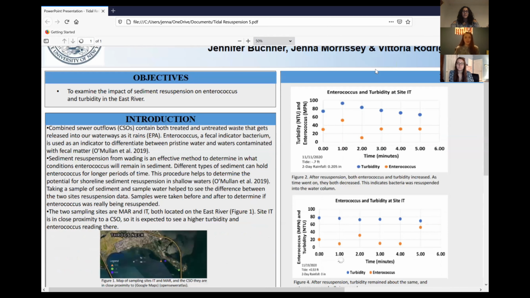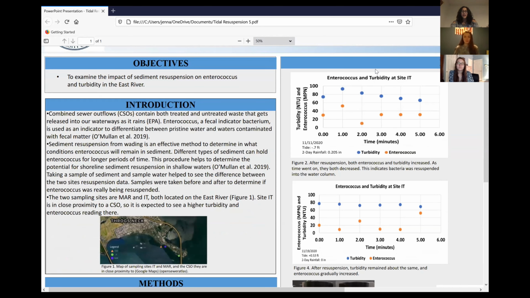The main objective of our study was to examine the impact of sediment resuspension on Enterococcus and turbidity in the East River. Along the East River, there are combined sewage outflows, which contain both treated and untreated waste that gets released into the river when it rains.